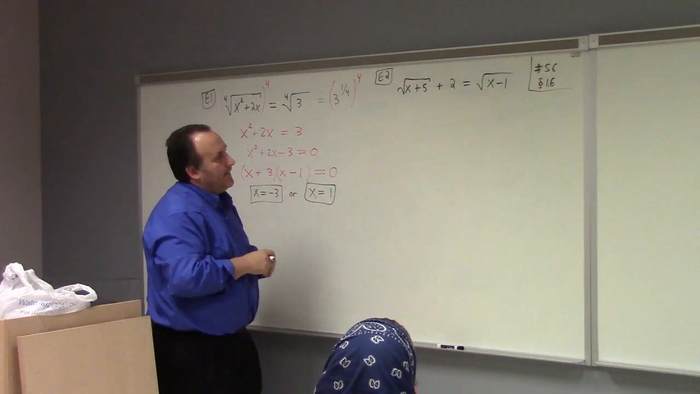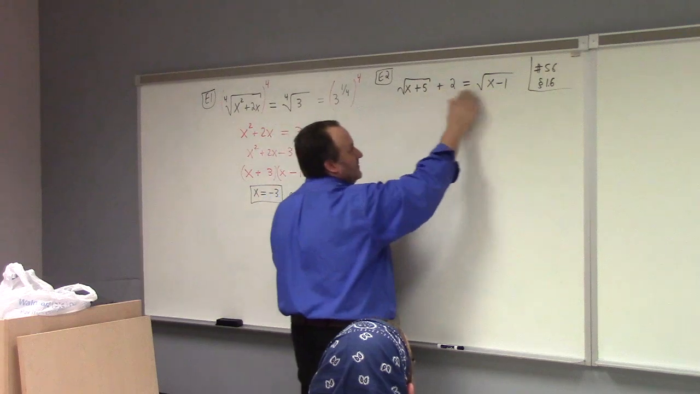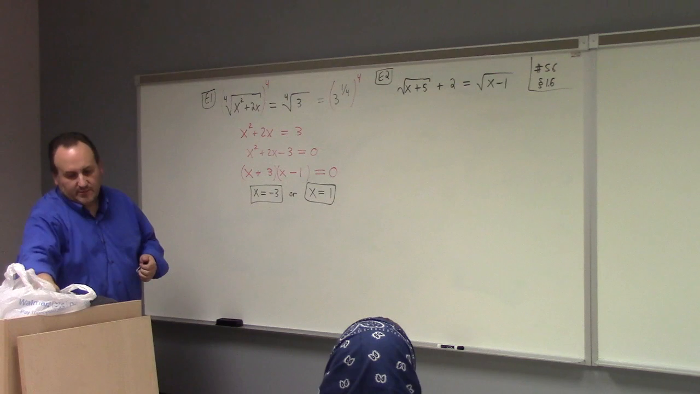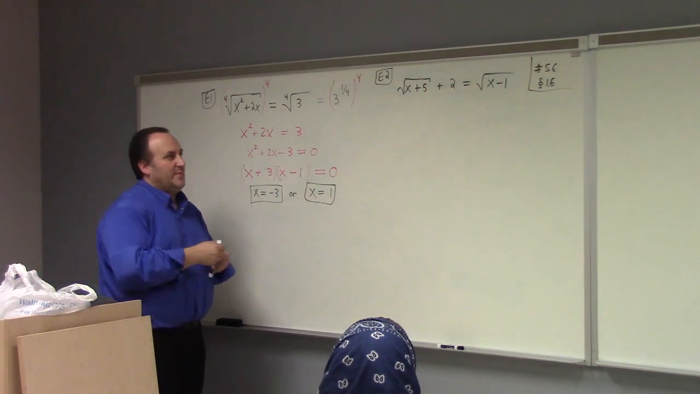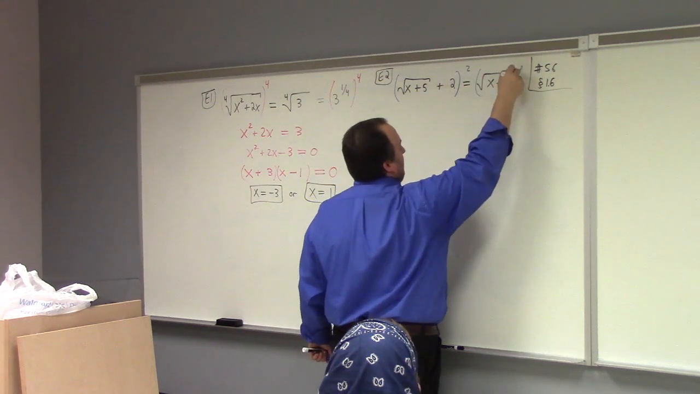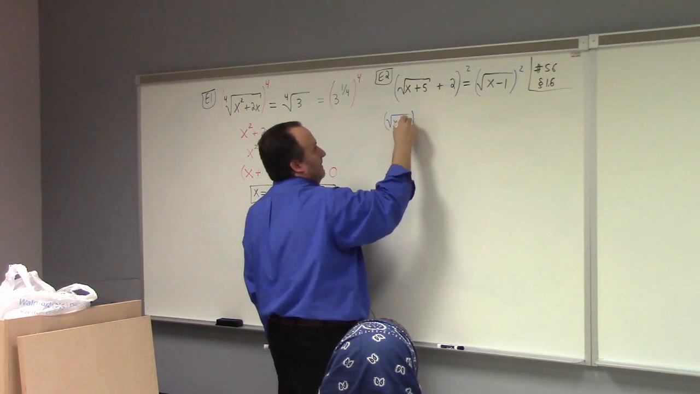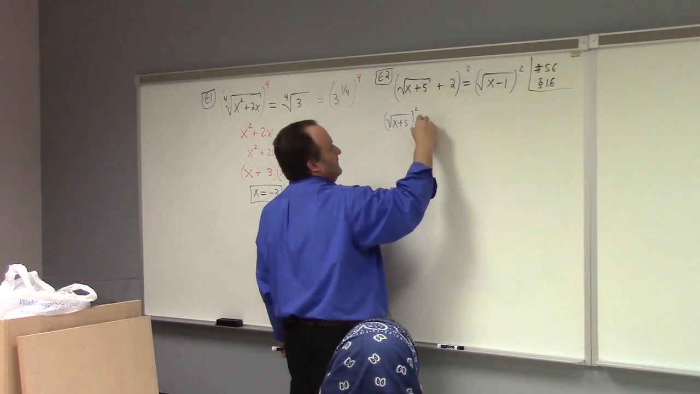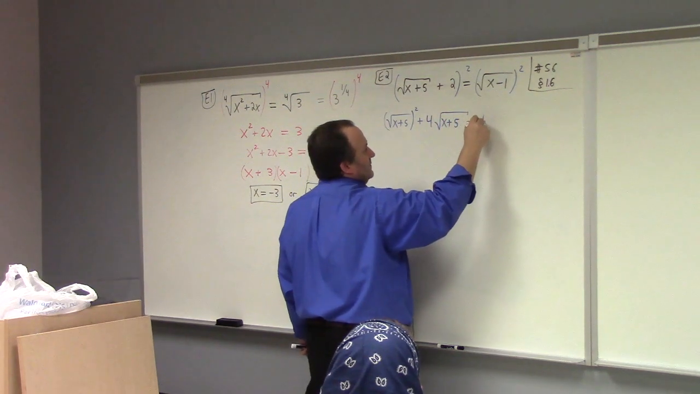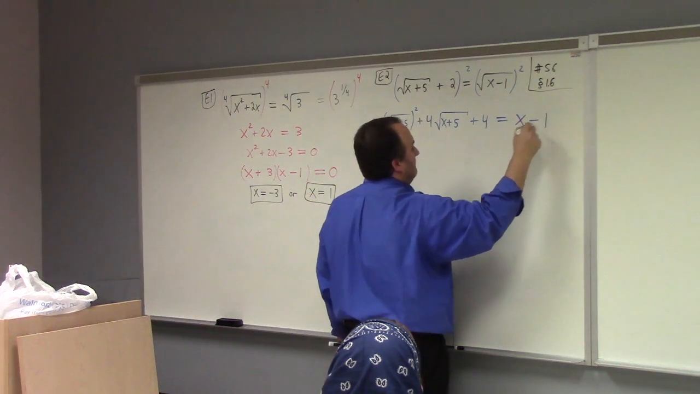Square both sides sounds like a plan. I mean, we've already got a radical isolated, right? And there's nothing particularly prettier, they're both kind of about the same amount of evil. So you might as well just, like you said, square both sides. Why not? If we do that, that gives us the square root of x plus 5 quantity squared, right? Plus 4 times the square root of x plus 5 plus 4. Foiling this out, and that's equal to x minus 1.